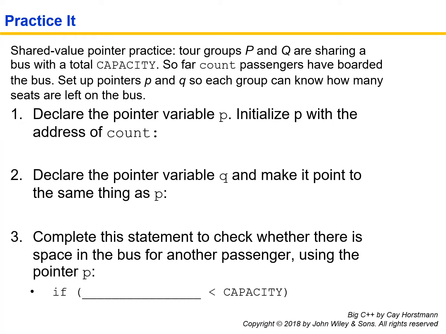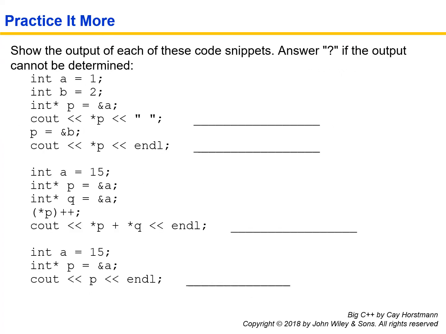Okay, complete this statement to check whether there is space on the bus for another passenger using the pointer P. Here, all you need to do is dereference P because P is pointing to count. So you could say if *p < capacity, and that's all we need to know. Okay. Pause your video here and try to work out what goes in each of these blanks.